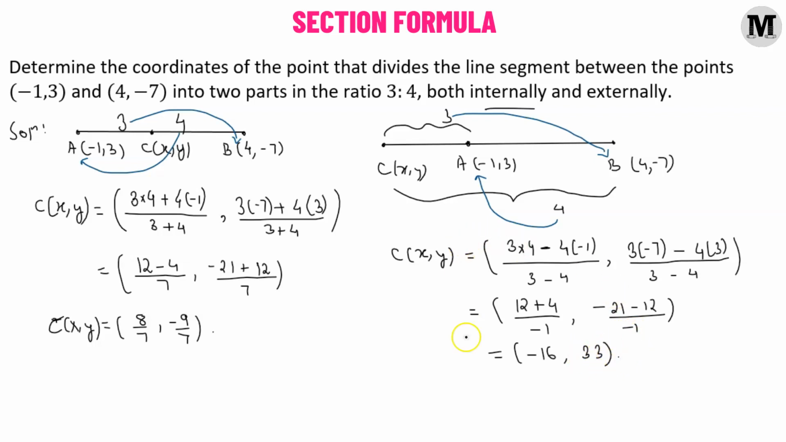So this is the coordinate of point C, and this is the point which is dividing the line joining A and B in the ratio 3:4 externally.